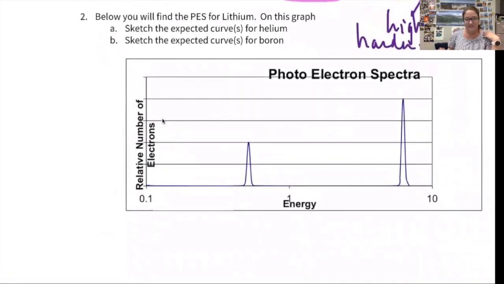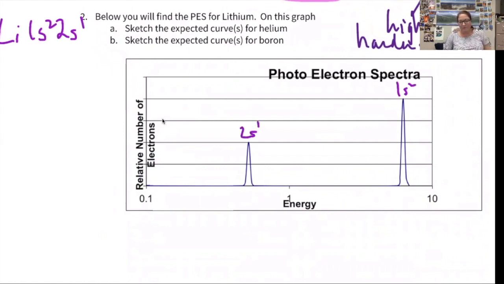Okay, this says that I have the PES for lithium. So lithium has an electron configuration of 1s2, 2s1, which we can see reflected here with the 1s2 and the 2s1. I know that it's 2s1 because it's A, lithium, and B, half as tall as this other peak is here.